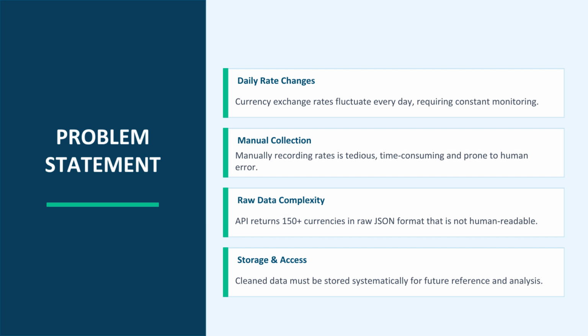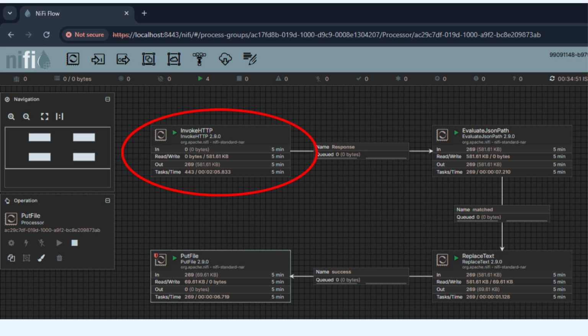automatically. So when we move into the problem statement, it has noticed some main problems such as exchange rates change every day and need to be collected regularly. And raw data comes in JSON format which is not human readable, and clean data needs to be stored properly for future use. So the proposed Apache flow addresses all these challenges and we'll see how it works.